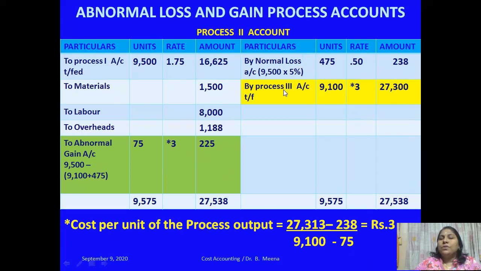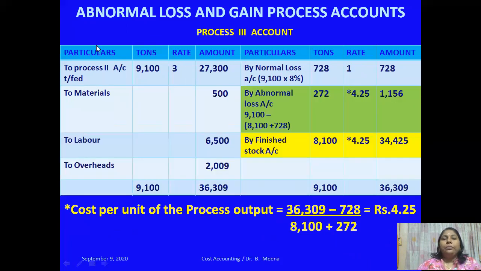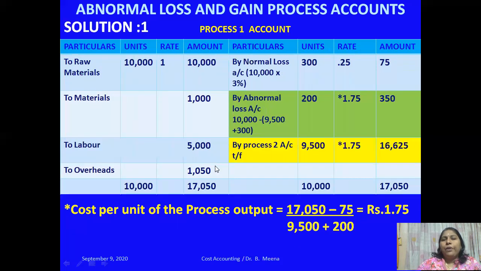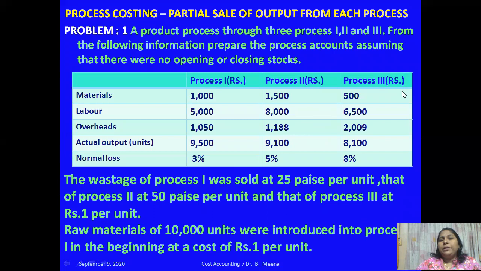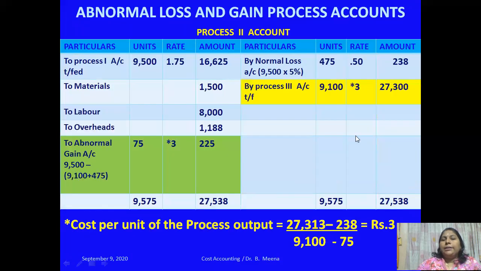So this is the process 2 output. The same amount, whatever I shaded yellow color, will transfer to the next process as input. Now look at that. From where it is coming, process 2. That's what we mentioned, process 2 account transfer, 9,100, because it's a process 3 account. So we add an input from the previous process, 9,100, 27,300. As usual, I debited the expenses, material, labor, overheads as per the problem. Just look at the problem if you have doubt. 500 is the materials, labor is 6,500, overheads is 2,009. The same thing I debited here.